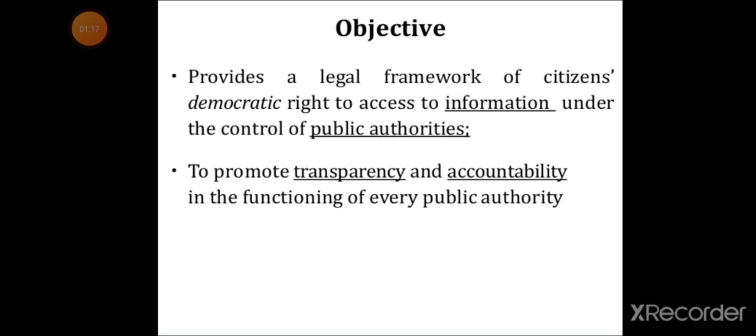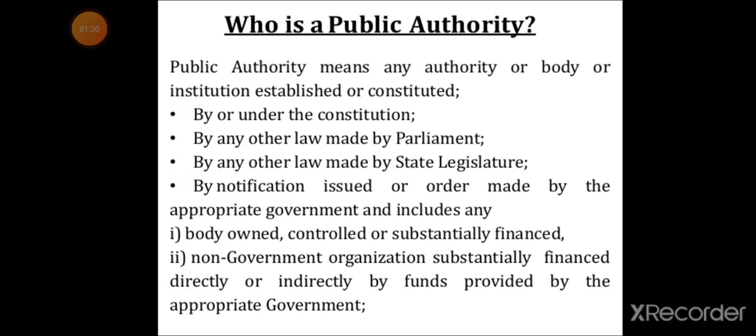Objective: it provides a legal framework of citizens' democratic right to access the information under the control of public authorities to promote transparency and accountability in the functioning of every public authority. Who is a public authority? Public authority means any authority or body or institution established or constituted by or under the Constitution, by any other law made by Parliament, by any other law made by state legislature, by notification issued or order made by the appropriate government, and includes any body owned, controlled or substantially financed, or non-government organization substantially financed directly or indirectly by funds provided by the appropriate government.